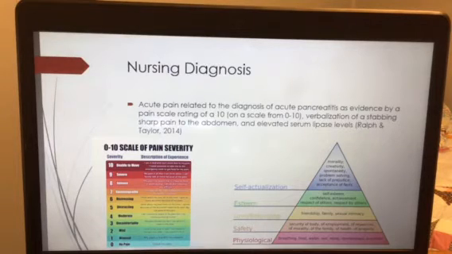So due to his pain being so high, and we know that pain can inhibit healing, we want to control his pain to make him more comfortable. So that brings us to the nursing diagnosis of acute pain related to the diagnosis of acute pancreatitis, as evidenced by a pain scale rating of a 10 on a scale from 0 to 10, verbalization of a stabbing, sharp pain to the abdomen, and elevated serum lipase levels. So again, looking at Maslow's hierarchy of needs, we have the basic, most physiological needs come first. We want to control his pain in order to promote healing.